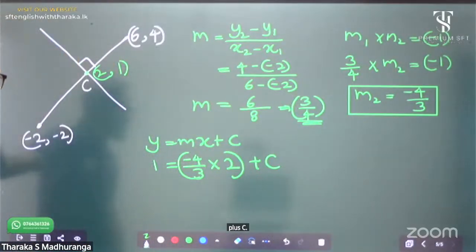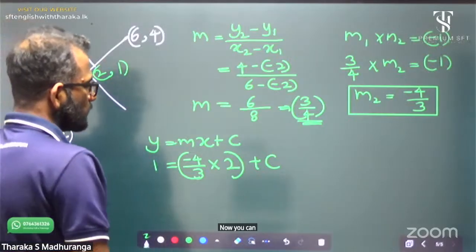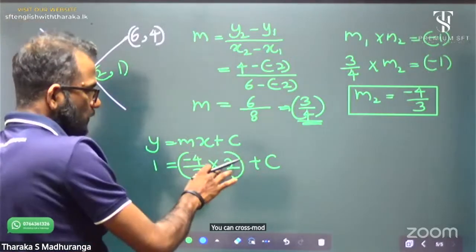Make isolate කරගත්තා නම් හරි. Now you can isolate the c. You can cross multiply it because it is with this plus.